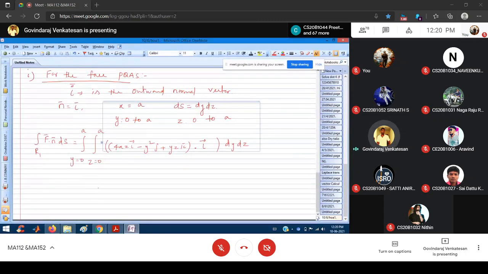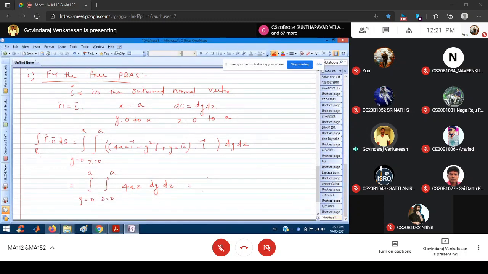So what is the answer? The integral over y equal to 0 to a and z equal to 0 to a. The dot product is 4xz into dy into dz, right? And the value of x is a. You can substitute here, the value of x is a. So this is 4a times the integral with respect to z, giving z square by 2, substitute the lower limit and the upper limit, into dy.